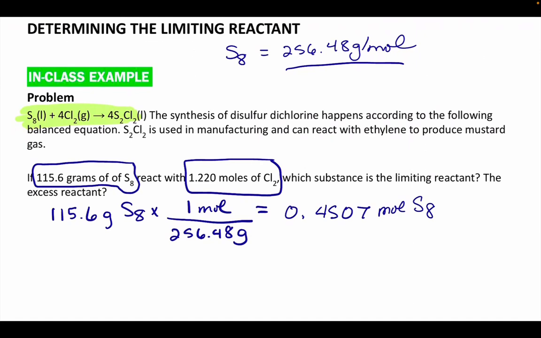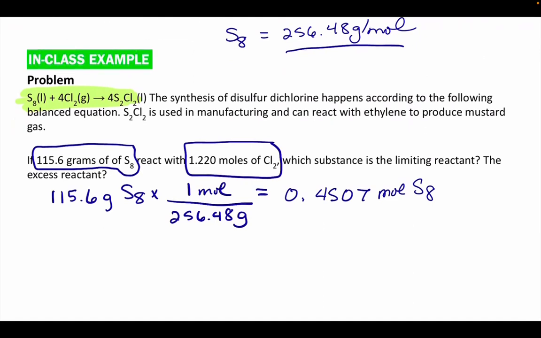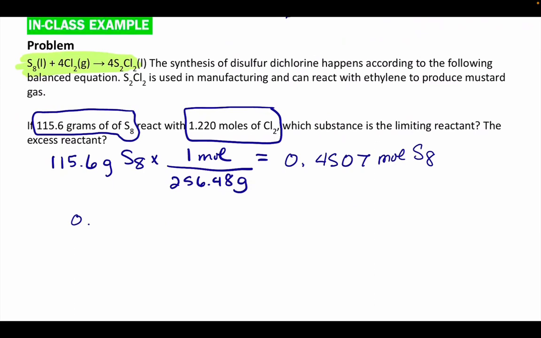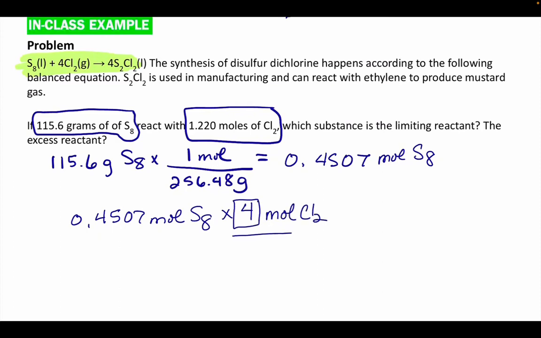The second step then is to take the moles of S8 and convert it into moles of chlorine, or vice versa. I'm going to take my moles of S8 and convert it into moles of the other reactant, which is chlorine. So there's my coefficient: it's 4 moles of chlorine for every 1 mole of S8. I'm putting the 1 up here and the 4 up here. So I'm going to calculate that.